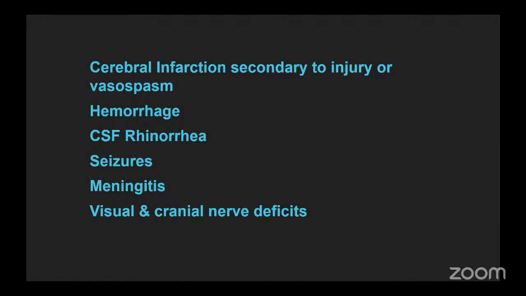Cerebral infarction, secondary to injury or vasospasm. We just discussed that. Sometimes we do not end up injuring the vessels directly, but once we are maneuvering the lesion and the tissues around it, the vessels can go into vasospasm, and hence perioperatively we use papaverine solution to prevent the vasospasm. Hemorrhage is a real possibility during surgery. Obviously, we are working in the vicinity of the ICA. It will be a nightmare for any surgeon, but that is a possibility.